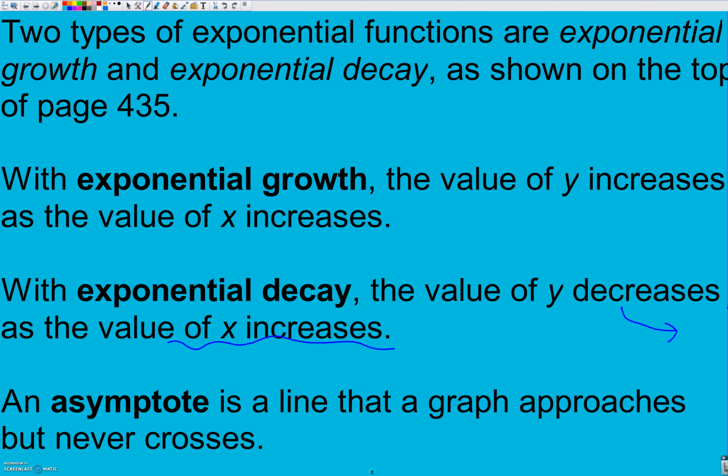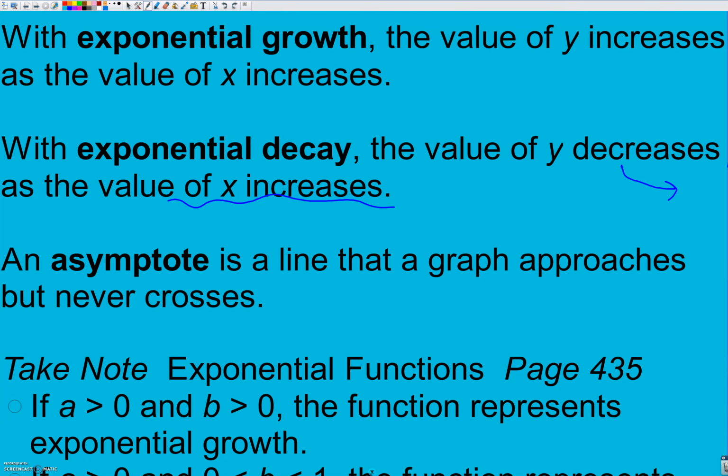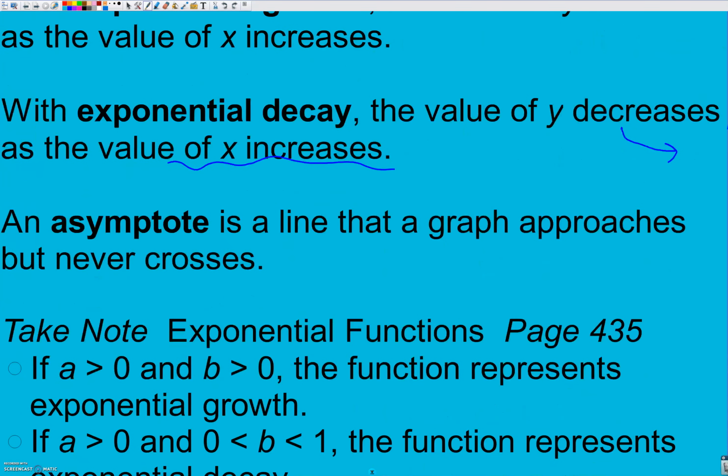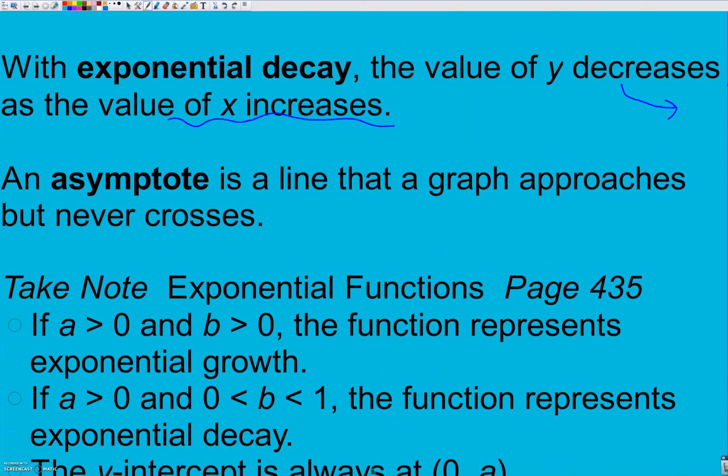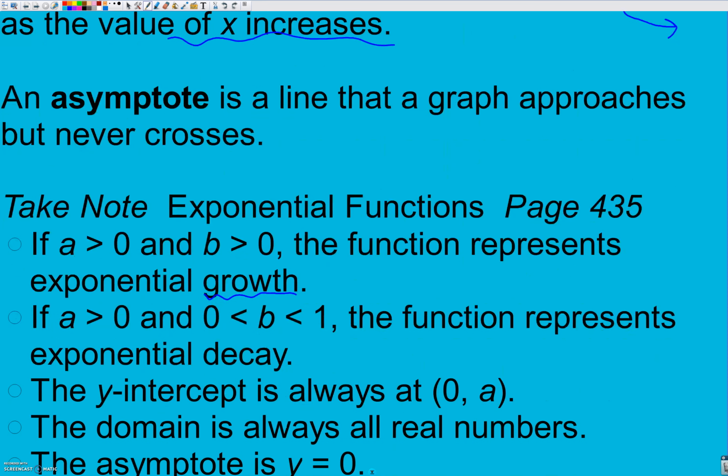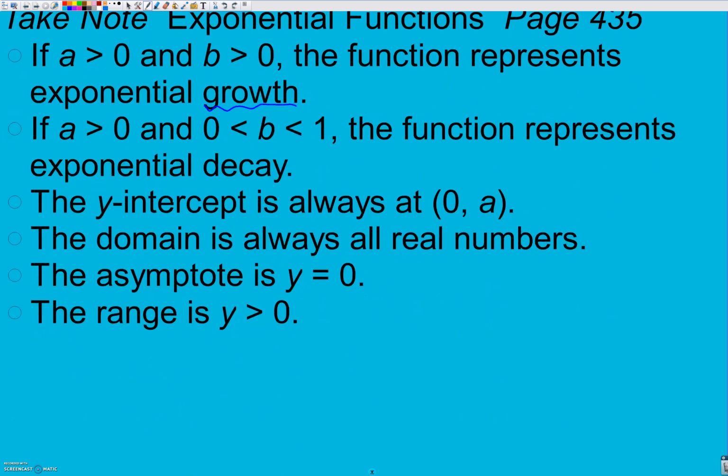Okay, and the take note on page 435 talks about exponential functions. So for the function y equals a times a quantity b to the x power, if a is positive and b is greater than 1, the function is going to represent growth, exponential growth. If a is positive and b is in between 0 and 1, so some type of a fraction or a decimal less than 1, the function represents exponential decay. The y-intercept is always at (0, a), and we talked about that a little bit on the last slide.